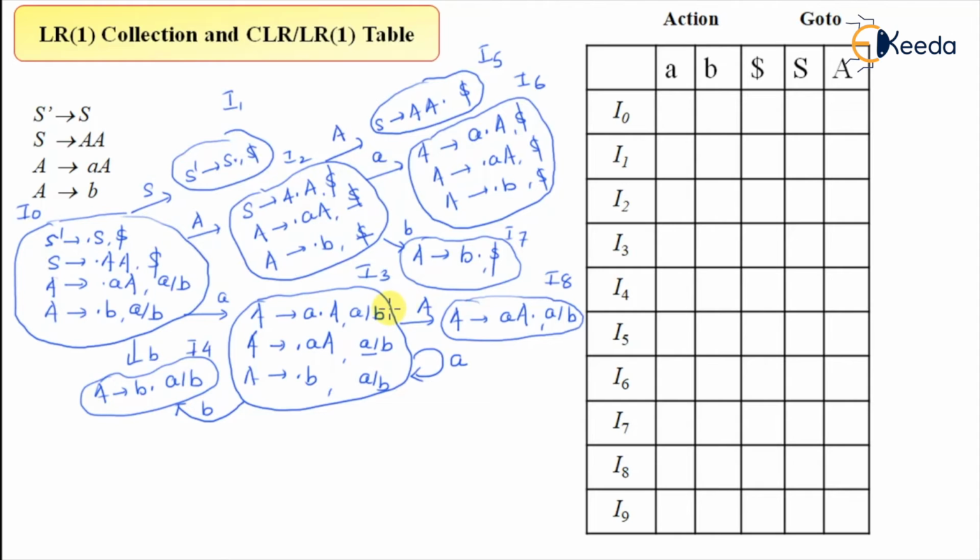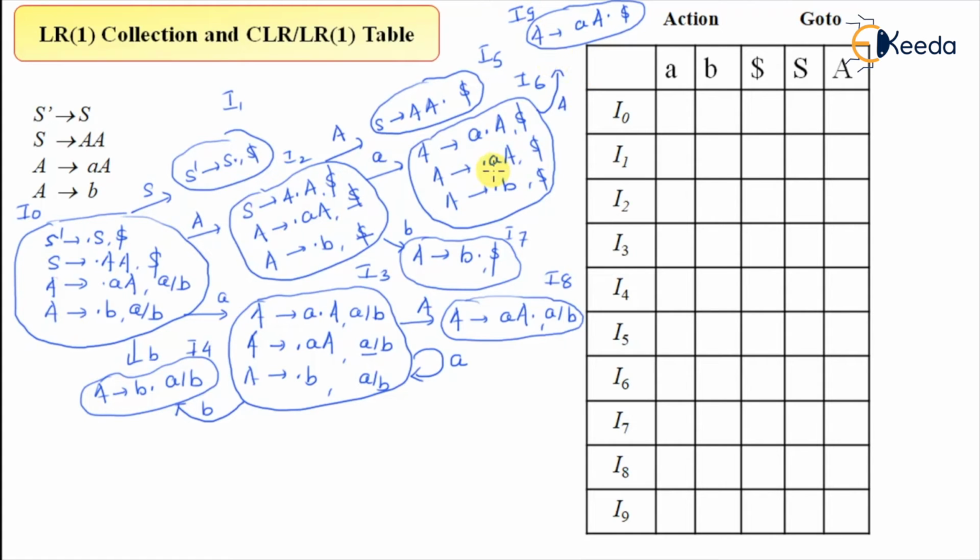What we are left with is this I6 state. Now on input capital A, it will become A derives small a capital A dot followed by dollar, and that state is on input A. What is that state? I9 state.